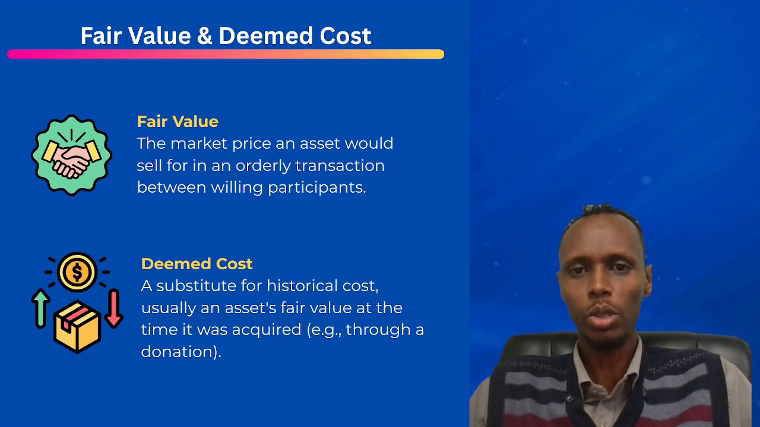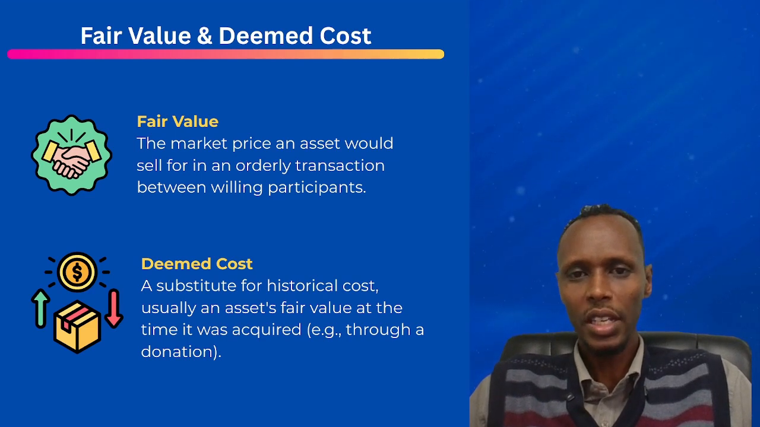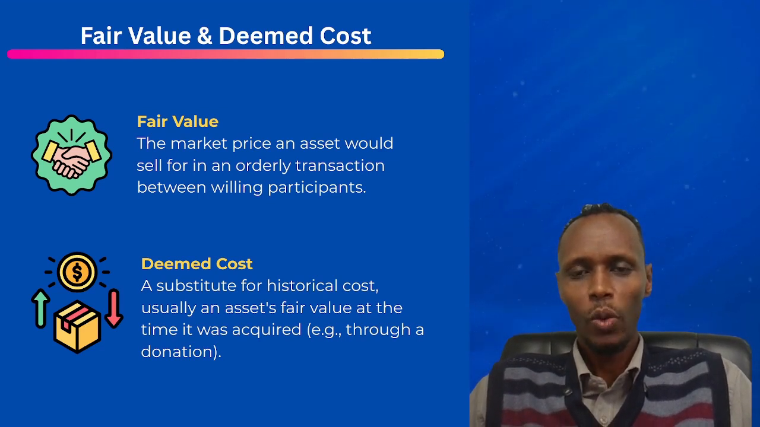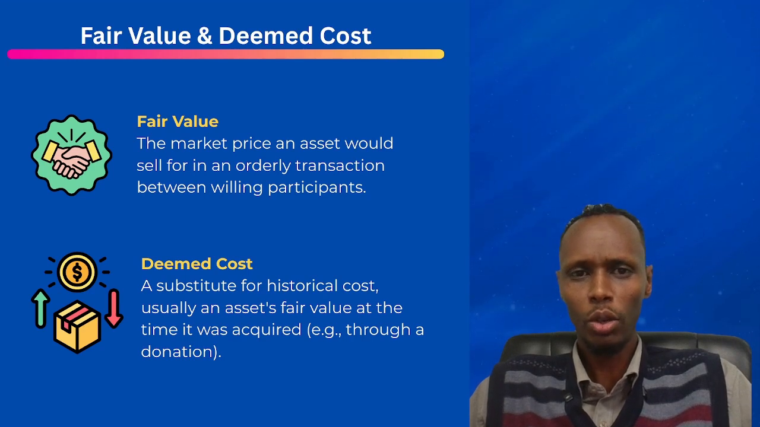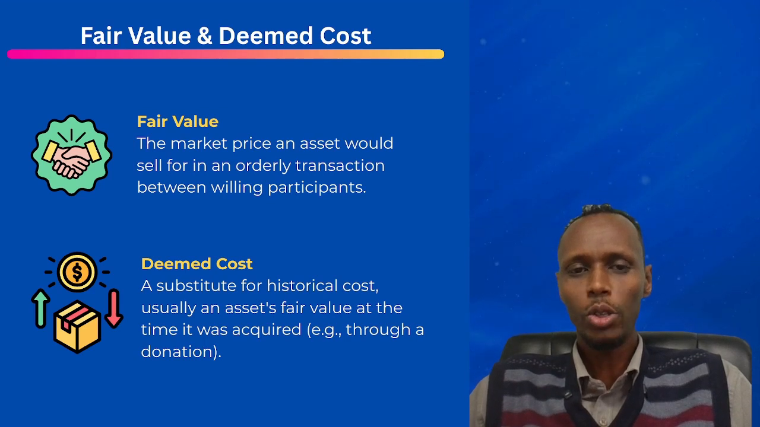What about deemed cost? In simple terms, it is the substitute cost for historical cost. It is often used when an asset is acquired for free, like through donation, or when you are moving from cash basis to accrual. If the cost for that asset is not available, then you apply the substitute cost, which can be current operational value, or it can also be the market value.